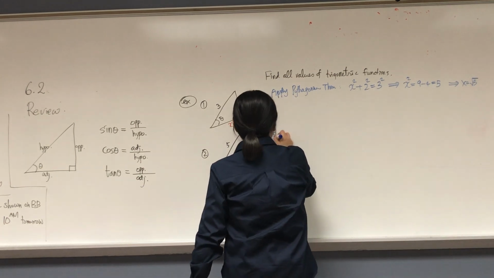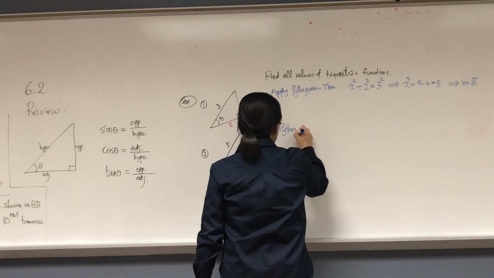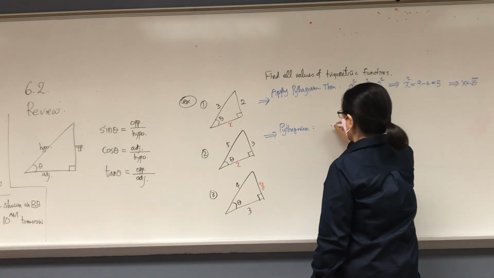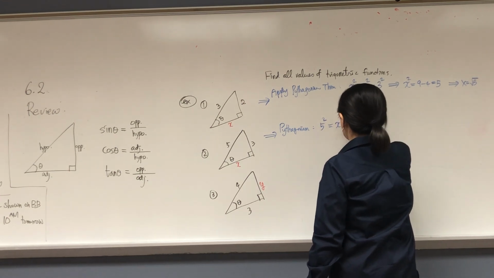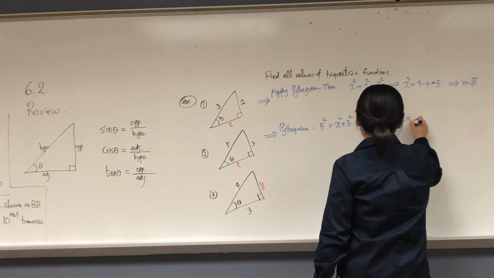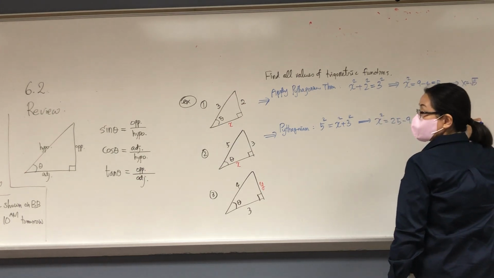Same thing. By Pythagorean, set up what? 5 squared equals x squared plus 3 squared. Am I right? So x squared equals 25 minus 9, which is 16. So what is x? Yeah.